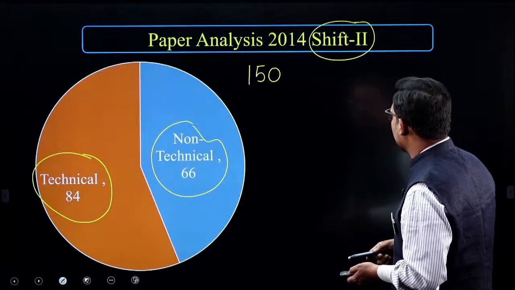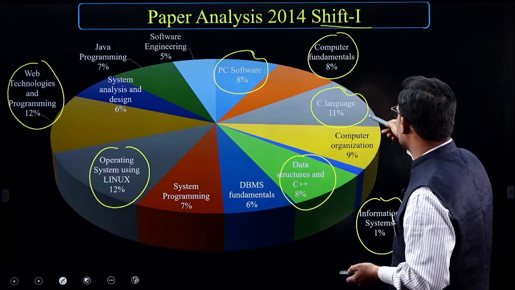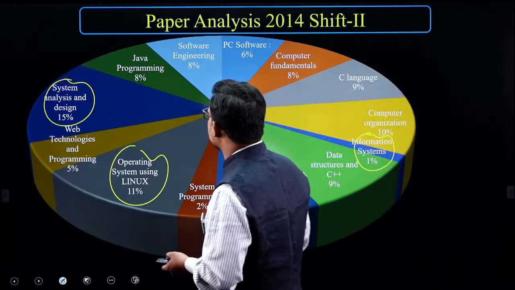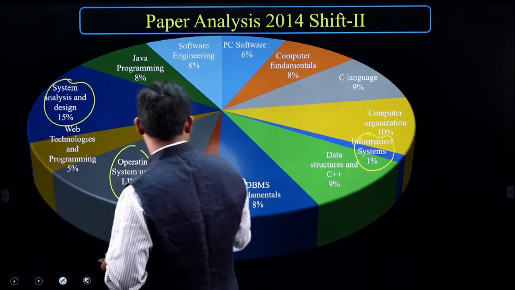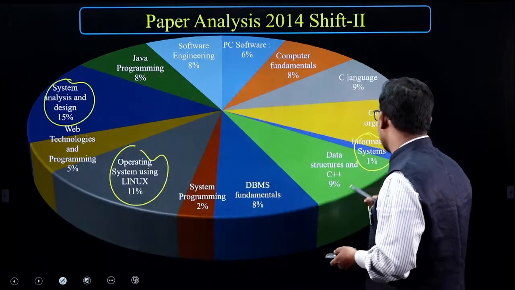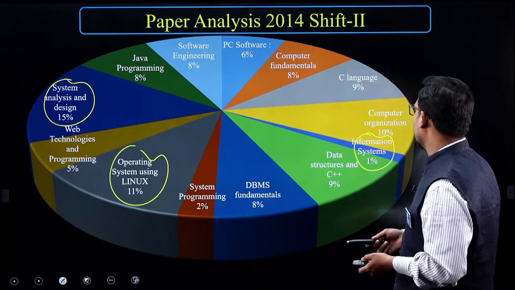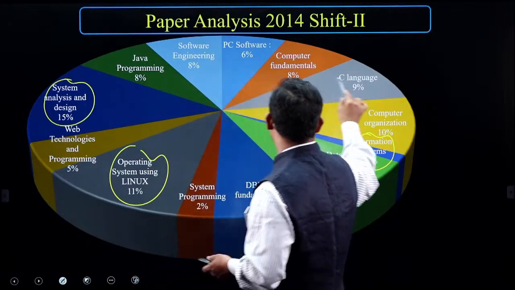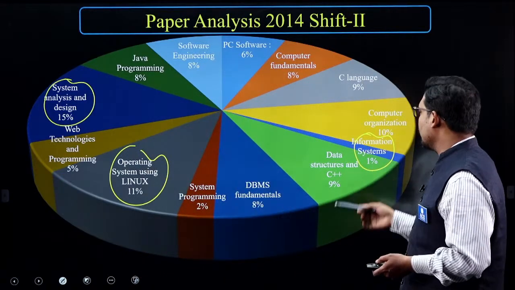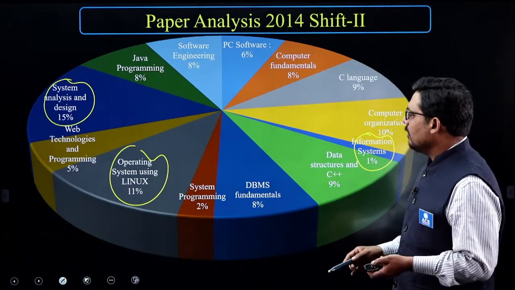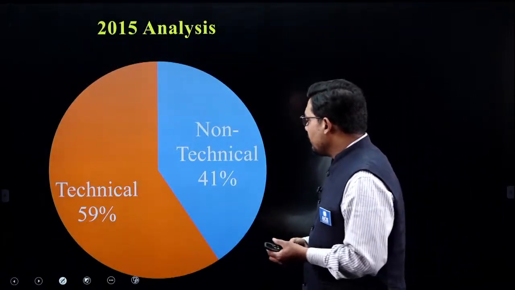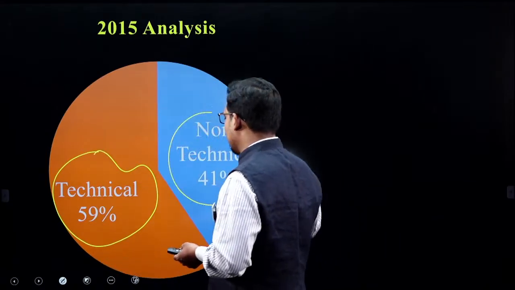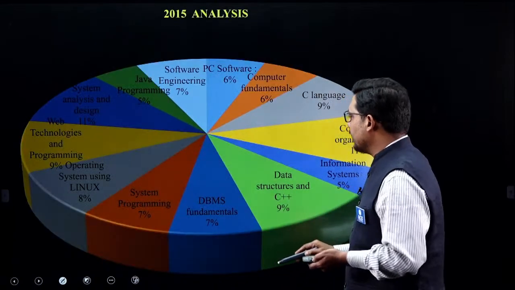Another part that had the highest weightage earlier was C language, but here C language is not separate; Java programming is there, PC software is there. So C language does not have many questions in this shift 2 paper. But again the largest is web technology here, and then 8 and 8, and these are the percentages of questions asked from the different topics in shift 2. Now the 2015 paper is somewhat not very well balanced. We have 59% and 41% weightage here.